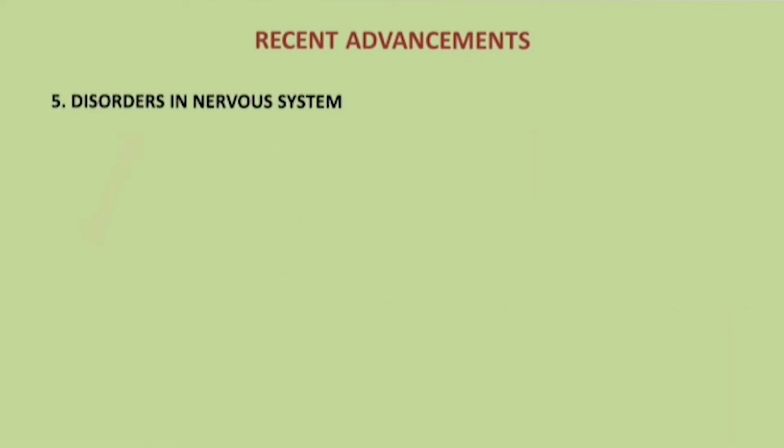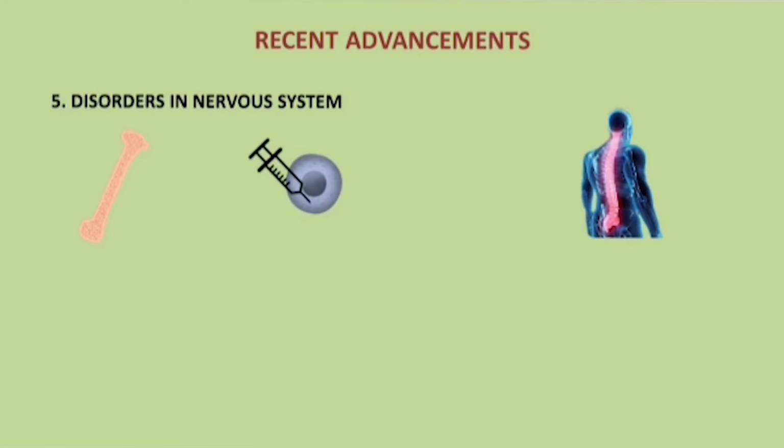Disorders in nervous system. The stem cells are collected from the patient's bone marrow and then implanted back after processing. These stem cells can repair the damaged tissue or reactivate existing cells so it can recover the functions of the injured nervous system as much as possible.